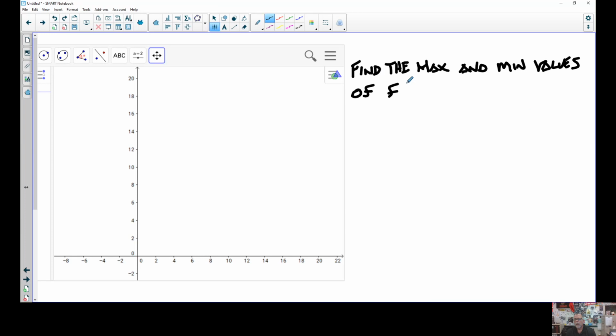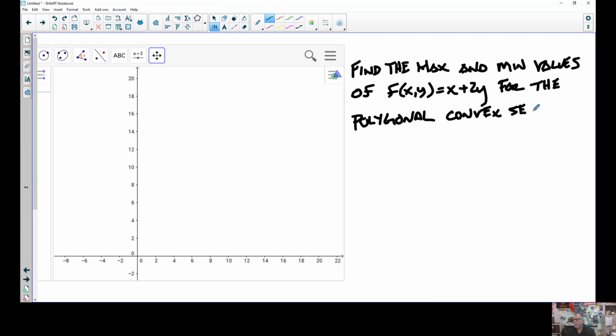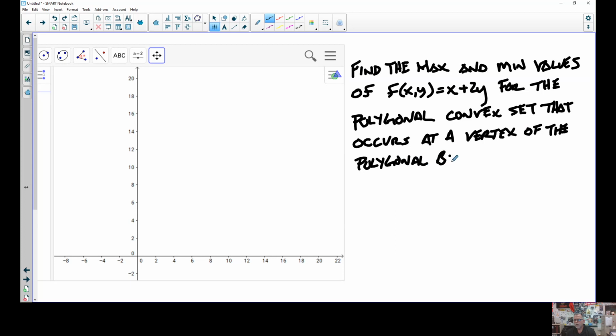of f of x, y equals x plus 2y for the polygonal convex set that occurs at a vertex of polygonal boundaries. All right, lots of words.